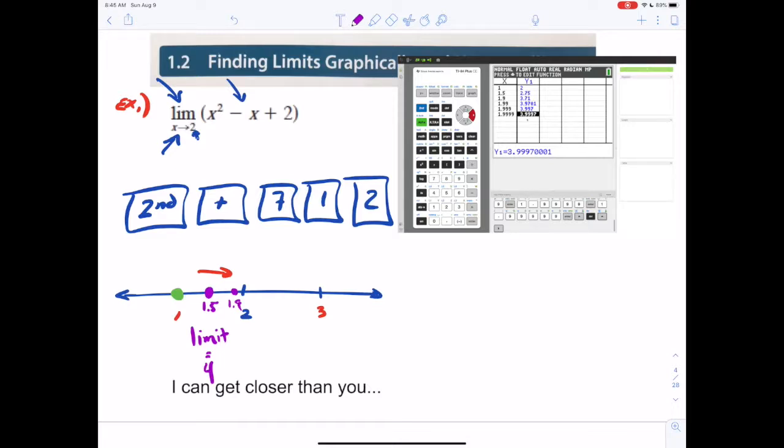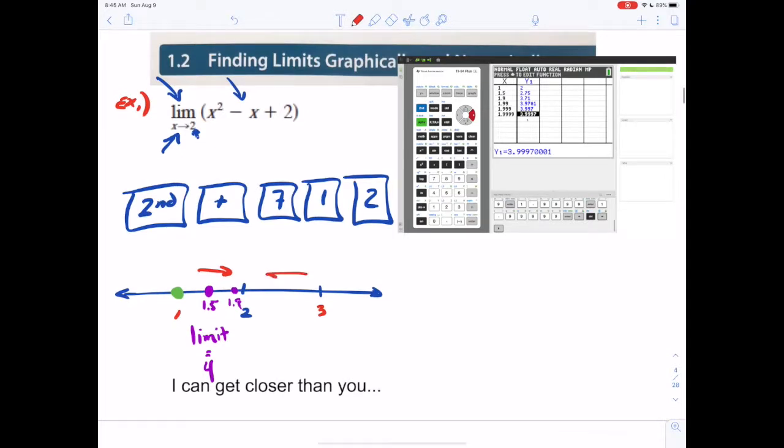So we actually have to check what happens when we get really close to 2 from the other end. Here we go. I'm going to press delete. Make sure you don't delete the x value. Just delete those. And I am going to approach 2 from the right.